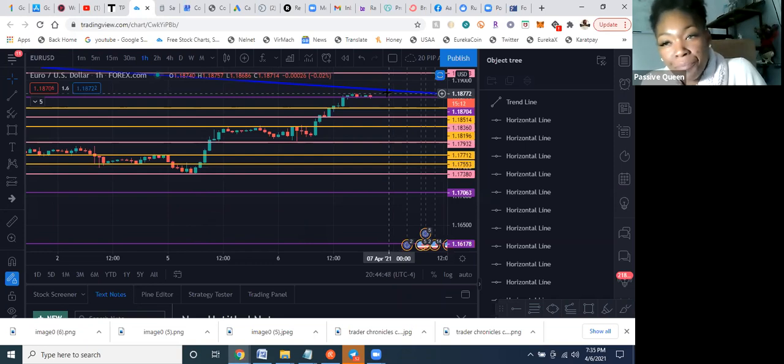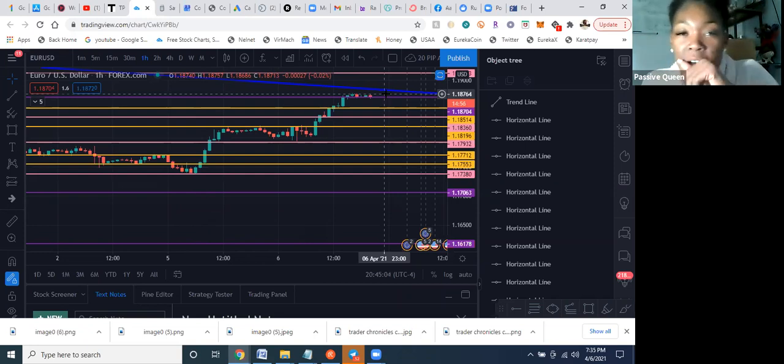Why? Can anybody tell me why? Because the direction could change. Right now, she's in a very peculiar spot. Why can I say that? Because on a daily, she's on a downtrend, and on the 4 hour and the 1 hour, she's on the uptrend.